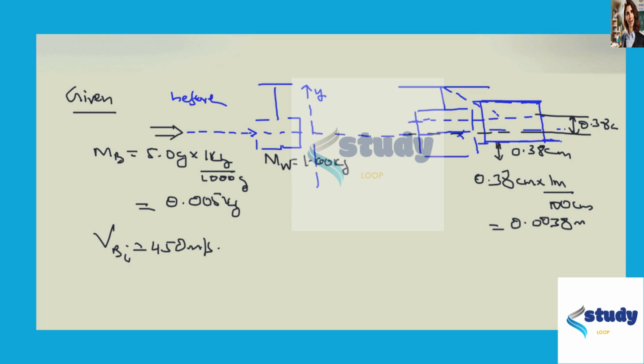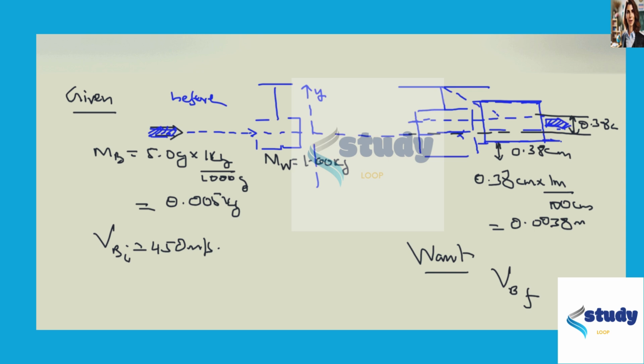The bullet is going to go inside the block, and it comes out on the opposite side. So the bullet emerges on the opposite side. Initially, it was on this side, and then it goes on the other side. And we want to find the final velocity of the bullet.